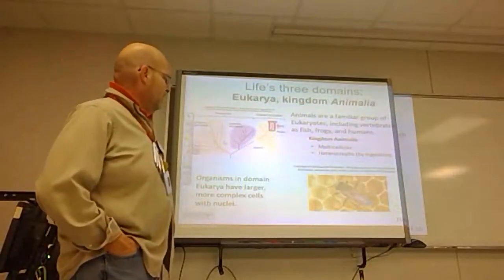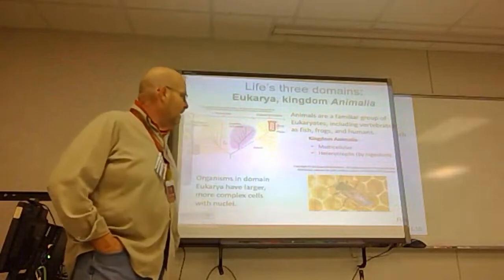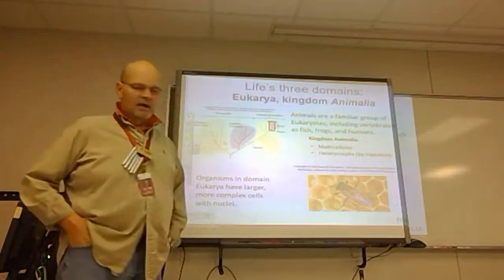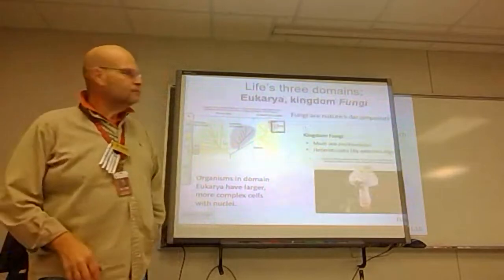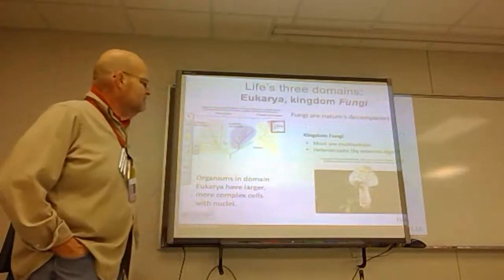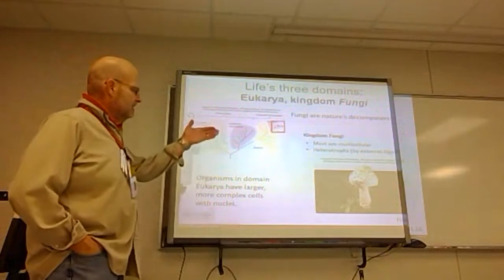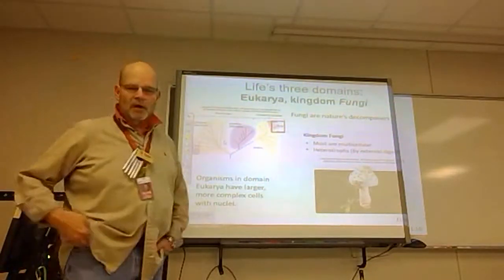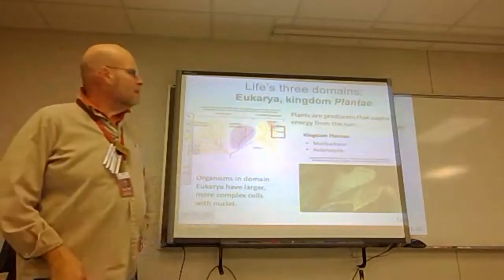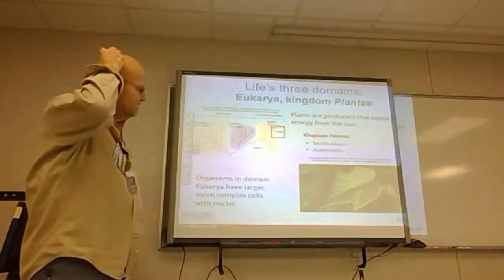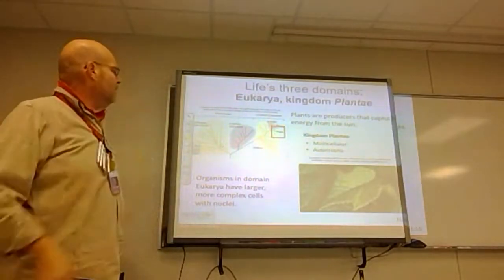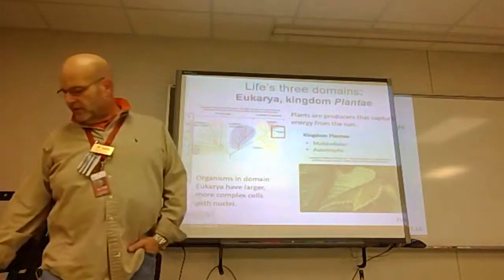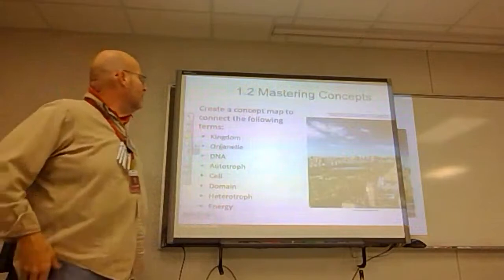Animals, we all know the animals when we see them. That's a honeybee right there. But animals tend to be multicellular. They tend to be heterotrophs. They have to eat their food, in other words. Fungus organisms, there's a classic example of a fungus. That is a mushroom. We've all known mushrooms. These are nature's decomposers. Plants, everybody knows plants, multicellular, autotrophs. They can make their own food. Kingdom Plantae. Again, most of us know plants when we see them.